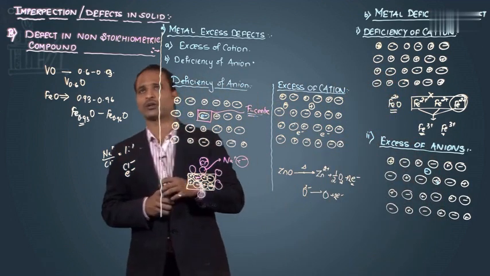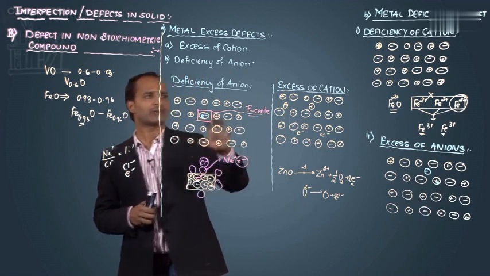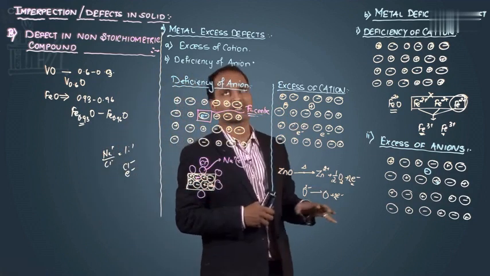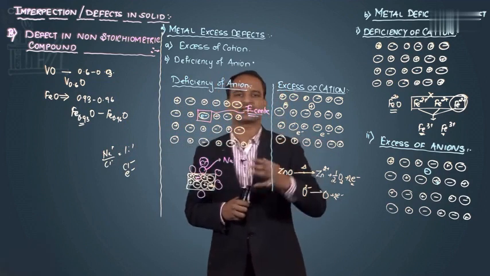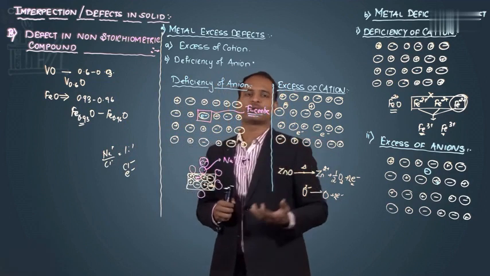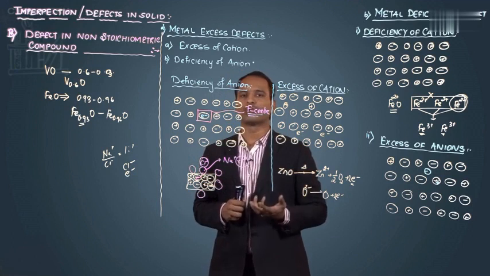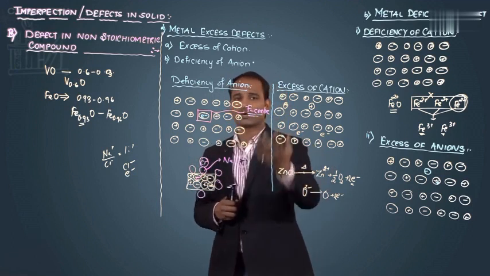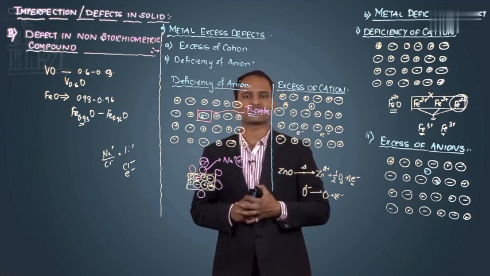So in non-stoichiometric defects, ultimately we have two different types of defect: the metal excess defect and the metal deficiency defect. Metal excess defect is where the cations are more in number. There are two possibilities for having more cations. Number one is a deficiency of anions, which is known as the F center defect, and the second is the excess of cations.